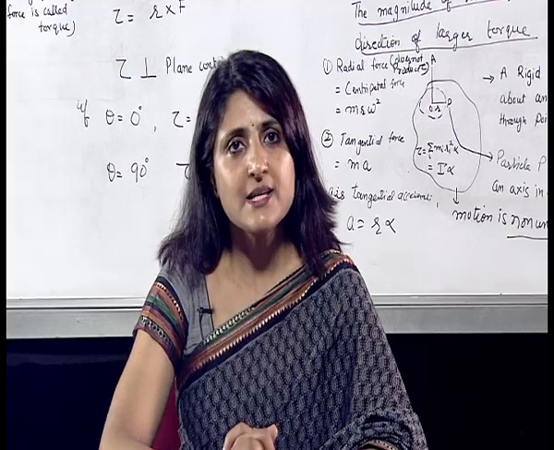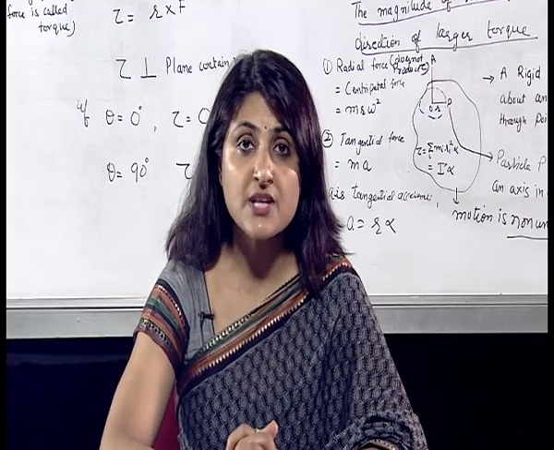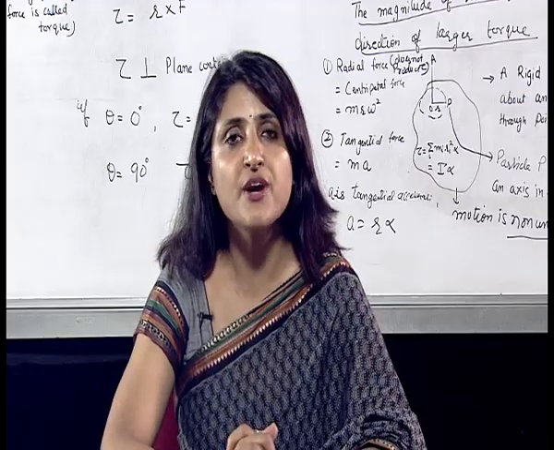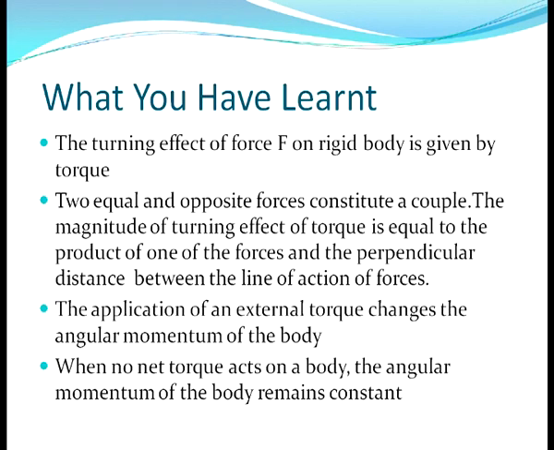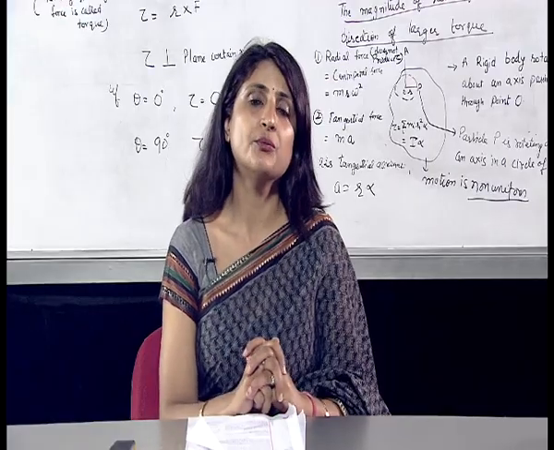So, now let us see what we have learnt in this chapter. We have learnt about the turning effect of force on a rigid body, which is given by torque. Two equal and opposite forces constitute a couple. The magnitude of the turning effect of torque is equal to the product of one of the forces and the perpendicular distance between the lines of action of the forces. The application of an external torque changes the angular momentum of the body. And when no net torque acts on a body, the angular momentum of the body remains constant. Thank you.